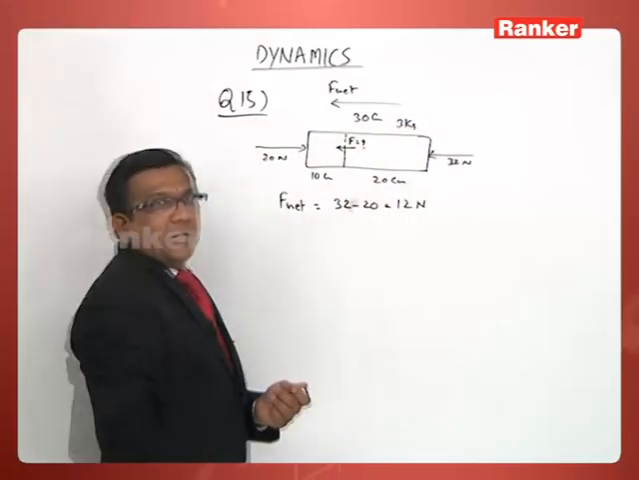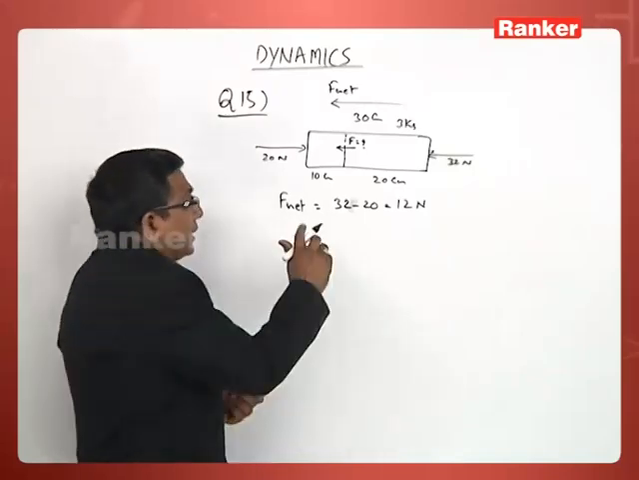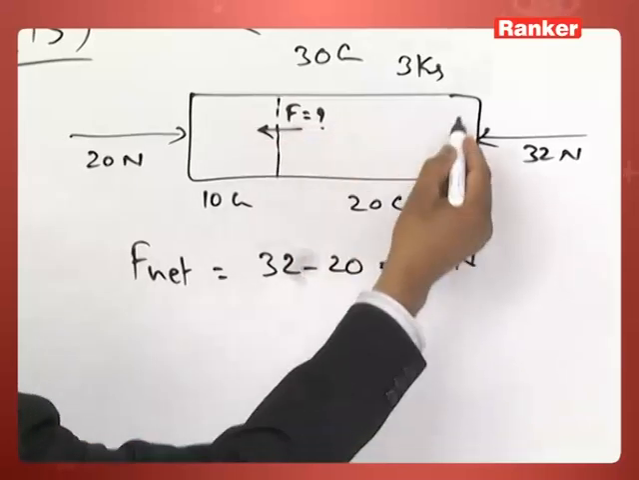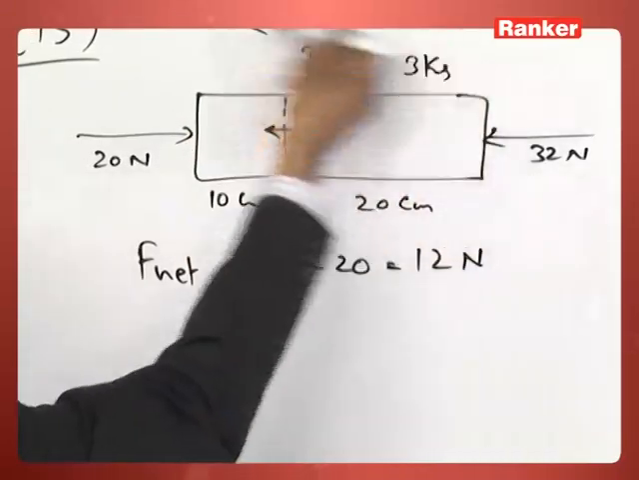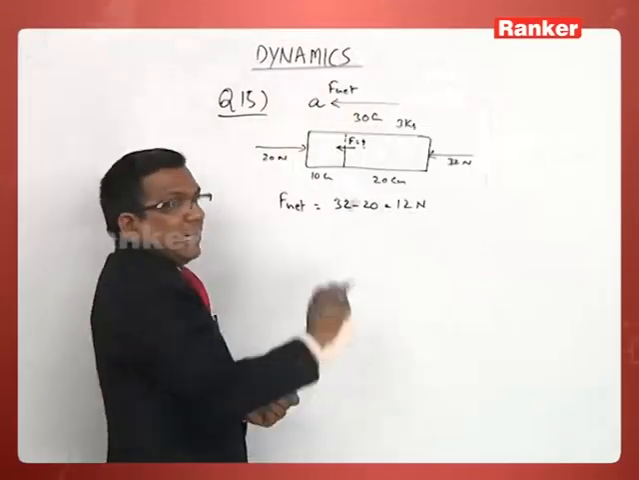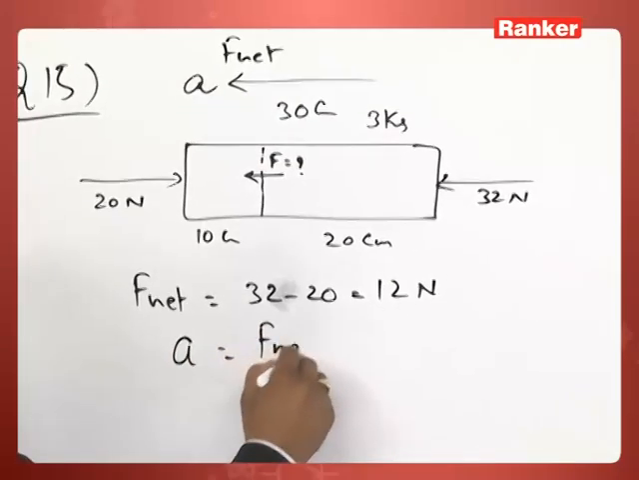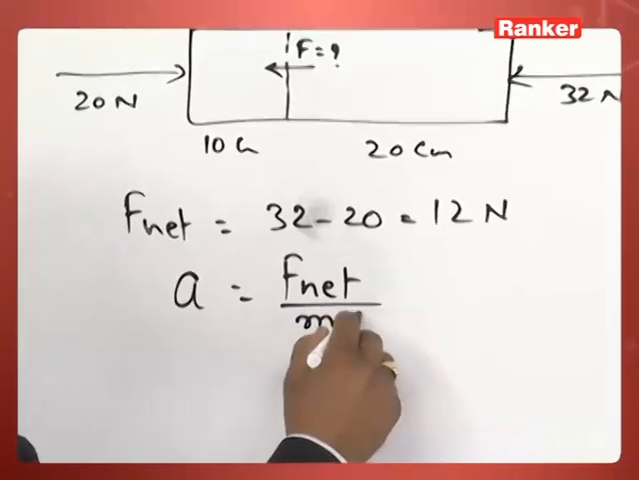As it is given, the rod is of mass 3 kilogram. Therefore, what is the acceleration? When net force is acting, this net force causes an acceleration in the body in the direction of net force. Let us calculate the acceleration.